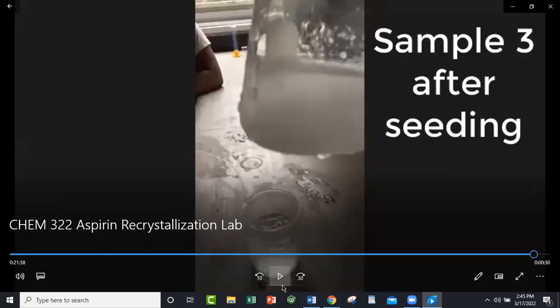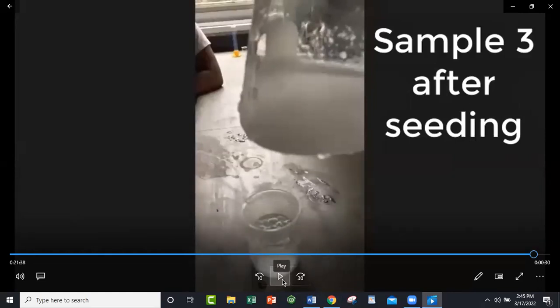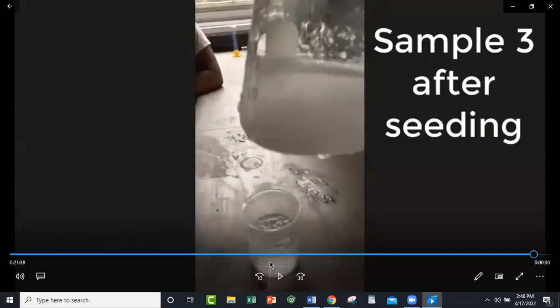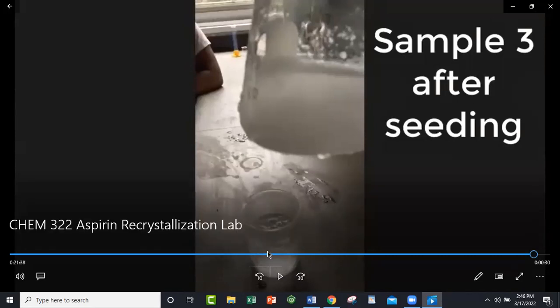But this technique of seeding is very important. Sometimes you just have to do what you have to do to get those crystals to come out, because recrystallization is very finicky. There's an art to it. You have to use just the right amount of solvent, and the perfect solvent. Sometimes, before you even do the final recrystallization, you test multiple solvents to find the right one.